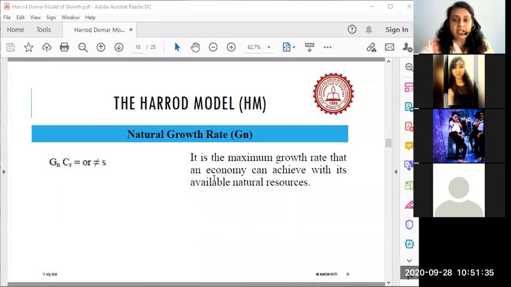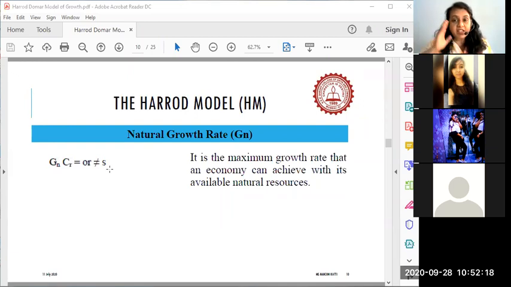What is the natural growth rate now? GN CR is the capital-output ratio that needs to be there in the economy, meaning investment is equal to or not equal to S. What it means is that today's investment in the economy may be equal to savings or may not be. Like I told you, savings to GDP is 33%, whereas investment in the economy is only 25%. So CR is definitely not equal to S in our example.